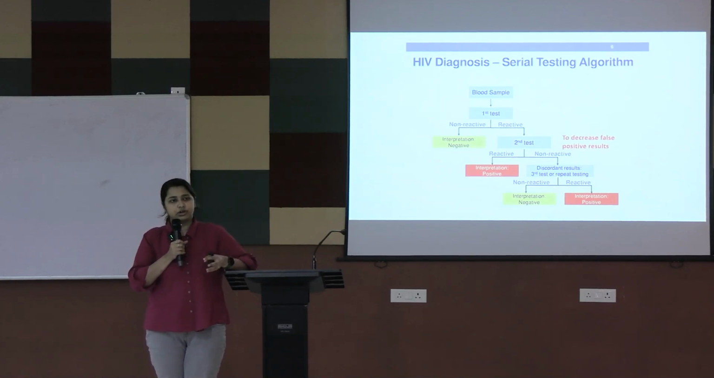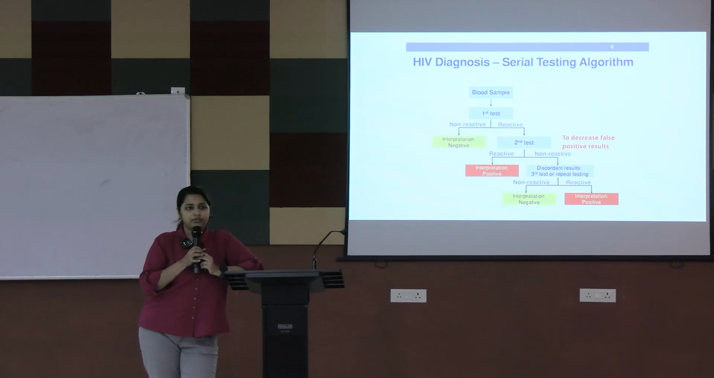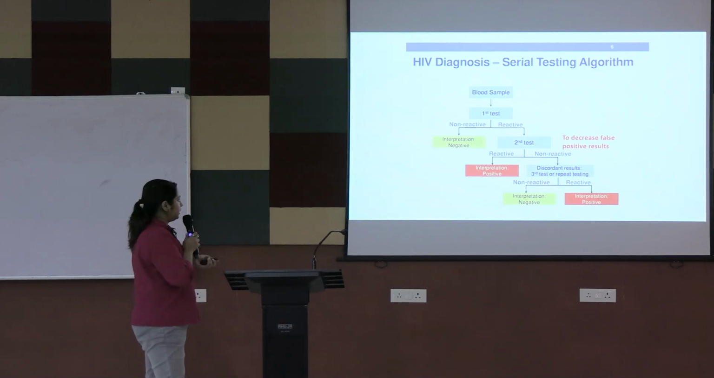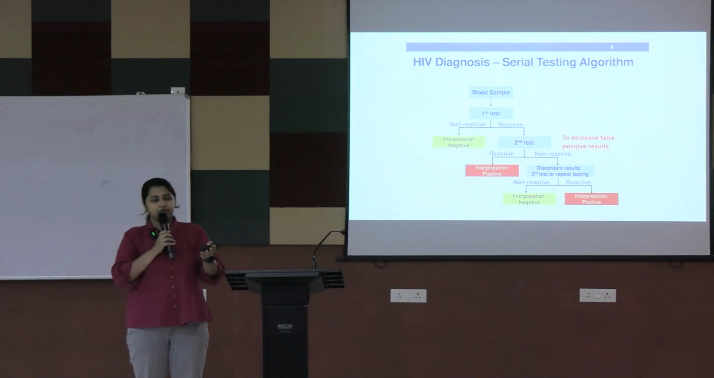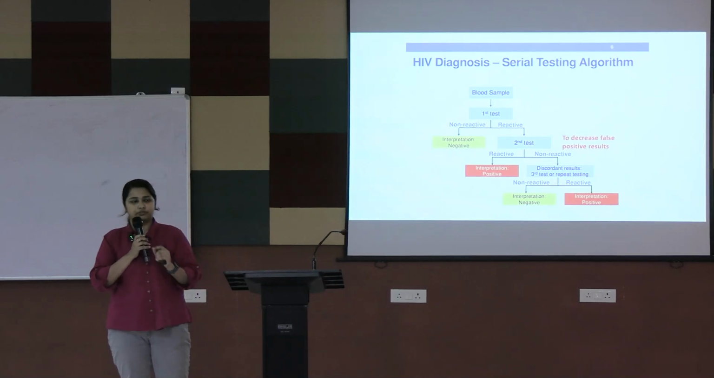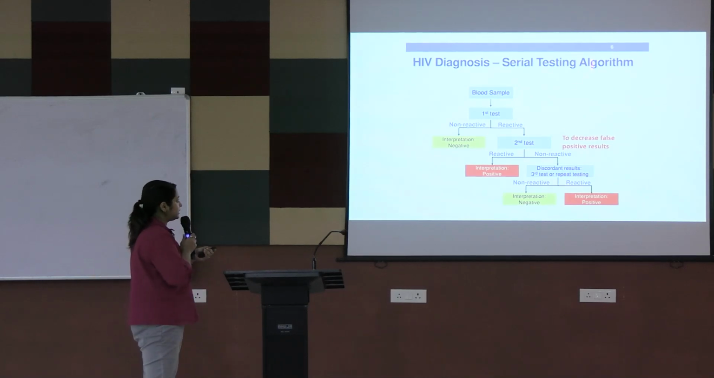So in serial testing, only if both of the tests come positive can you declare that the patient has that disease or that positive test. But in parallel testing, only one of the tests needs to come positive to declare it as a positive test. So here in HIV, we do the serial testing.